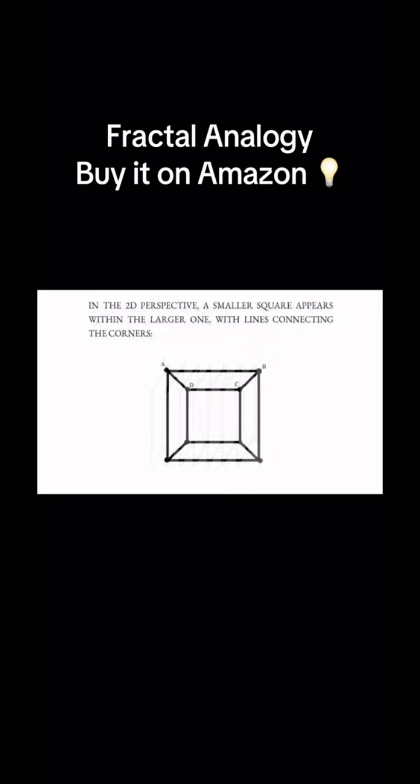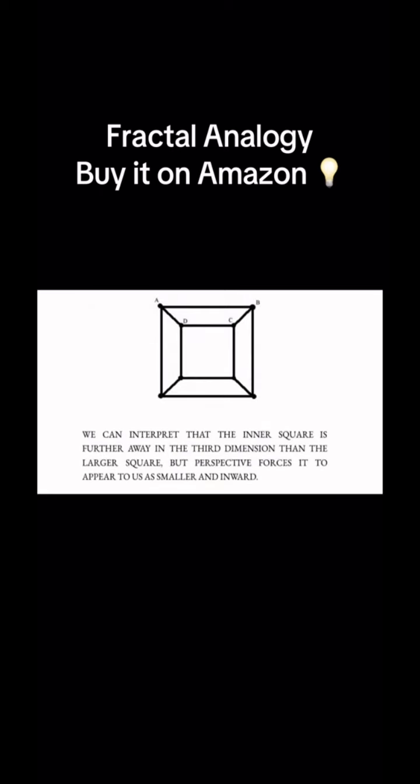In the two-dimensional perspective, a smaller square appears within the larger one, with lines connecting the corners. We can interpret that the inner square is further away in the third dimension than the larger square, but perspective forces it to appear to us as smaller and inward.